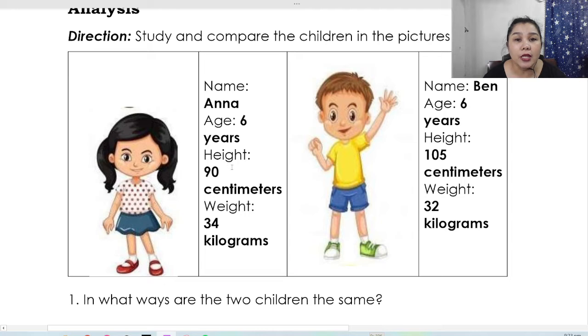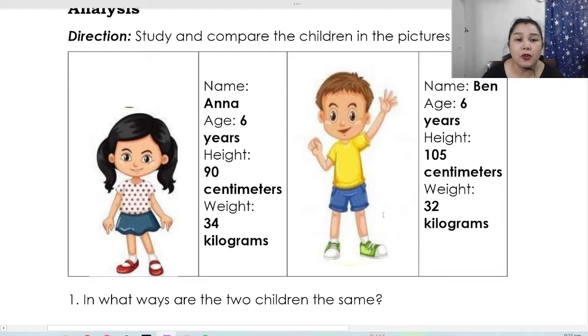And the height means how tall or how short the child is. So for Anna, she is 90 centimeters, and Ben is 105 centimeters. So you would know who is taller and who is shorter between the two. And aside from the height, the weight is also indicated, or how heavy or how light they are. Anna is 34 kilograms, while Ben is 32 kilograms.